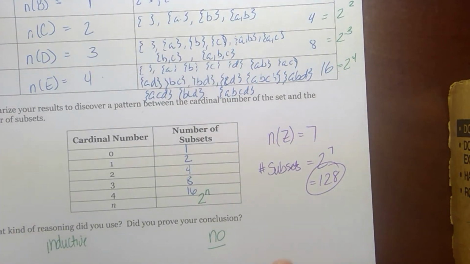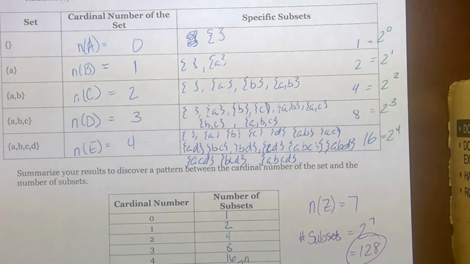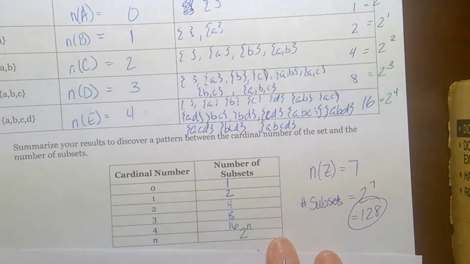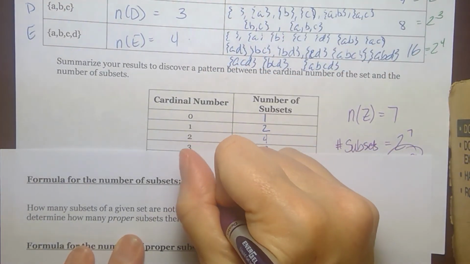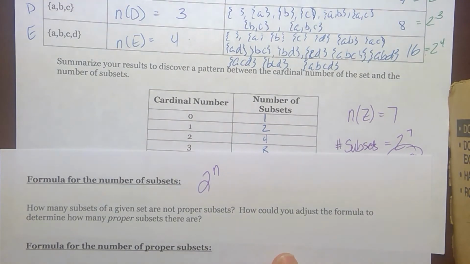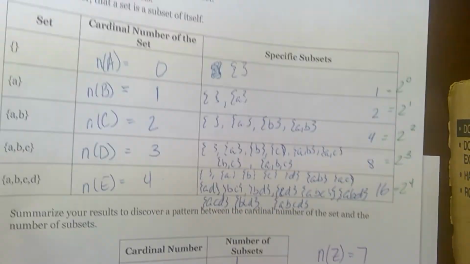Now, when I look at these, this gets to the next page. So let's go ahead and look at the next page and see what the question says. The formula for the number of subsets we just discovered is 2 to the n. How many subsets of a given set are not proper? Well, a subset that is not proper is when it is equal to the original set.